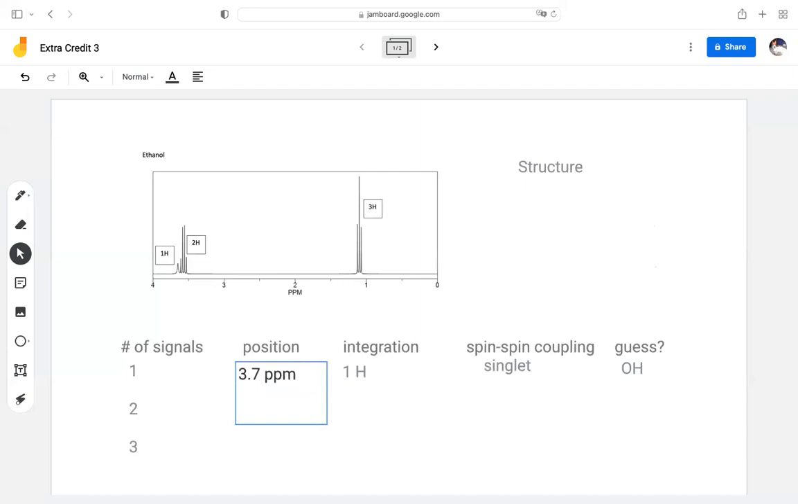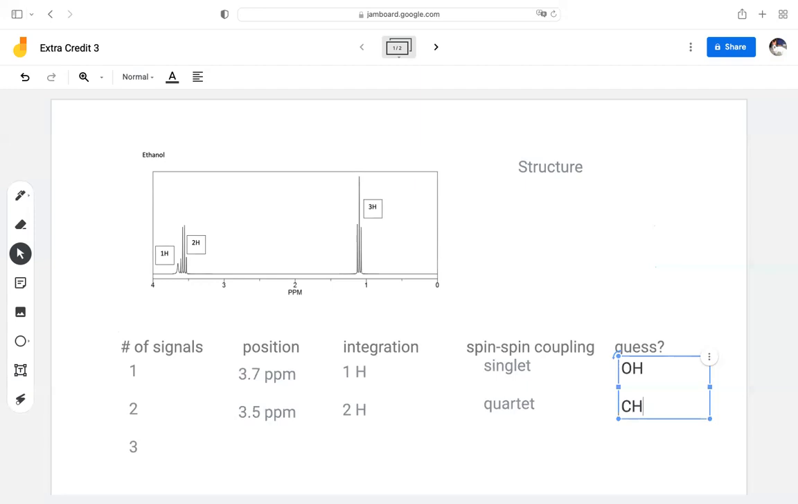Now, for the second signal, we can see that this is also kind of around 3.7. I'm going to say around 3.5 ppm. The integration is 2H, which is again given to us. The spin-spin coupling is what looks like a quartet, so 4 spikes there. My guess for this partial structure would have to be, since the integration is around 2H, a CH2 group. Since the spin-spin coupling is a quartet, this means that the CH2 group must be right next to a methyl group, because you would do 3, which is the neighbor, plus 1, is 4, which is a quartet.